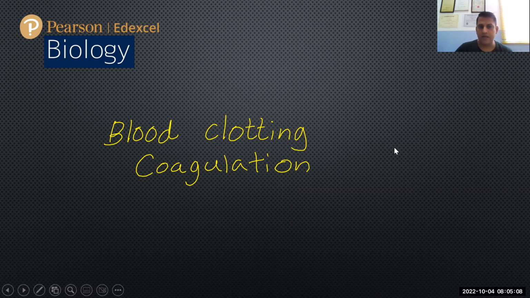Second one, when it forms a clot, it seals this damaged area. When the damaged area is sealed, pathogens cannot enter into the body. So there are two reasons. One is to prevent excessive blood loss. Second one, to prevent entry of pathogens into the body. Today we're going to look at the blood clotting process.